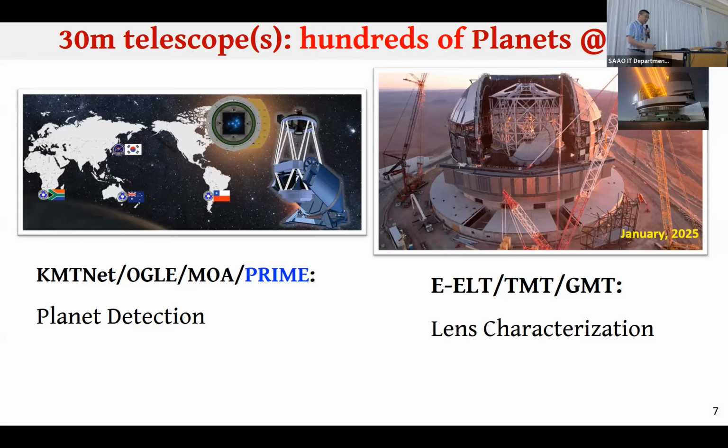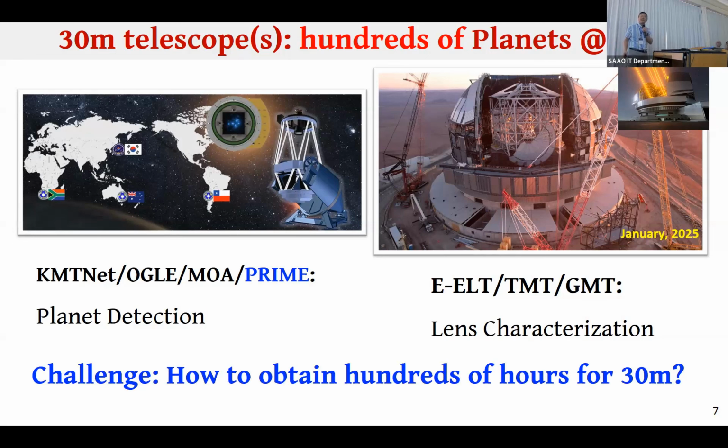But the question in the future is, how can we secure hundreds of hours from these very expensive facilities? If you sell each night on the market, probably you'll fetch about $500,000 to $1 million per night. So this is very expensive. And how the microlensing community can command hundreds of hours on such facilities remains a challenge to be seen.